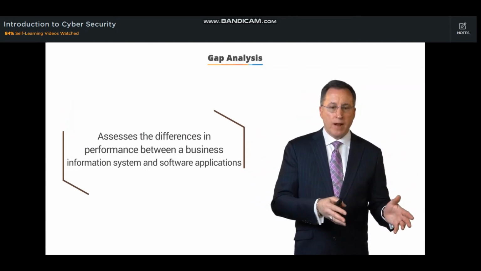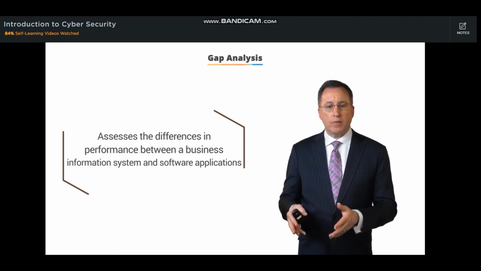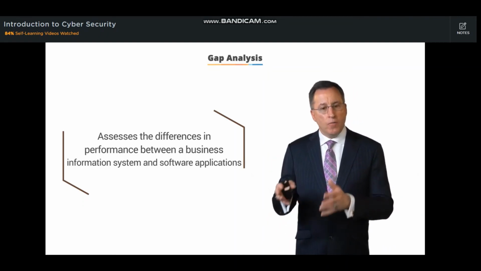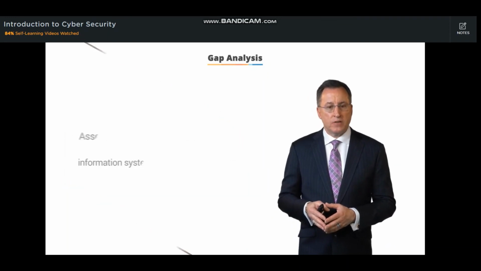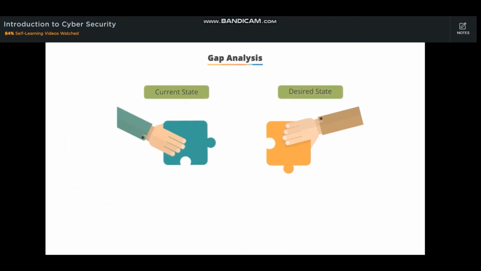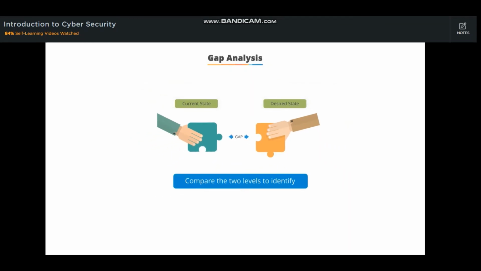A gap analysis is a method of assessing the differences in performance between business information systems or software applications to determine whether business requirements are being met, and if not, what steps should be taken to ensure they are met successfully. Gap refers to the space between where we are, present state, and where we want to be, the target state. Gap analysis provides information on the gap between current incident response capabilities compared with the desired level. By comparing the two levels, the following may be identified: processes that need to be improved or made more efficient and effective, and resources needed to achieve the objectives for incident response capabilities.